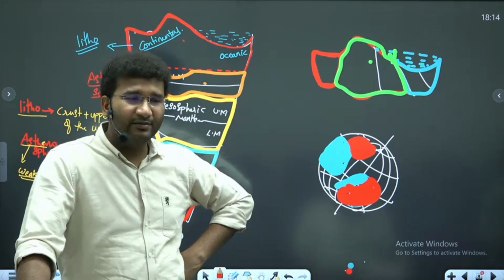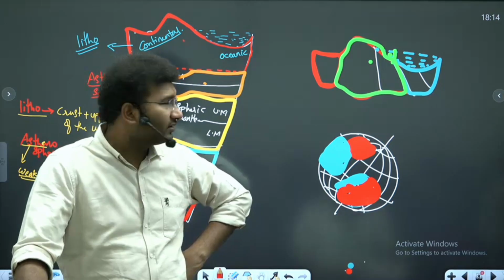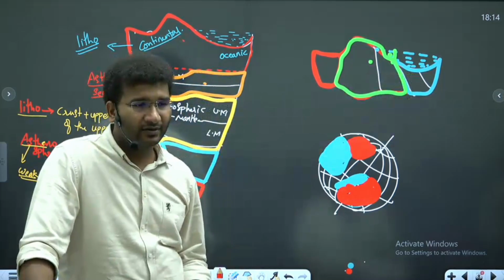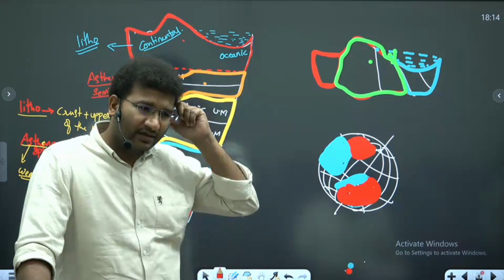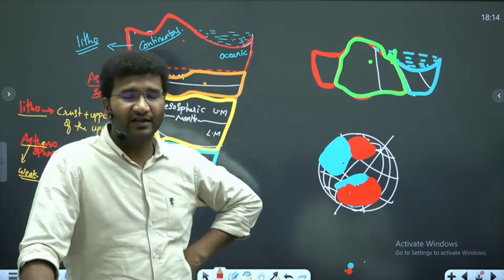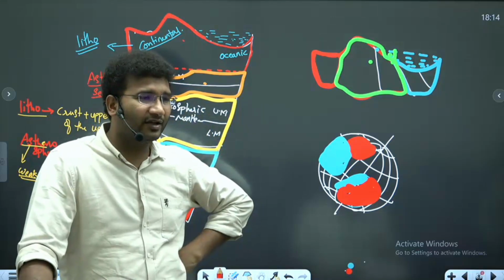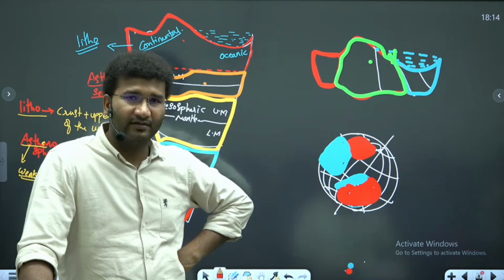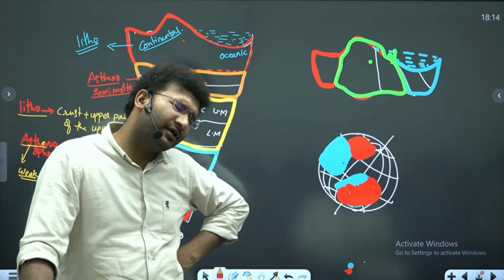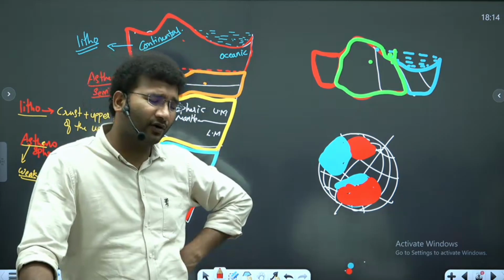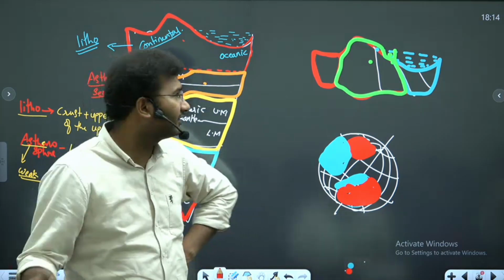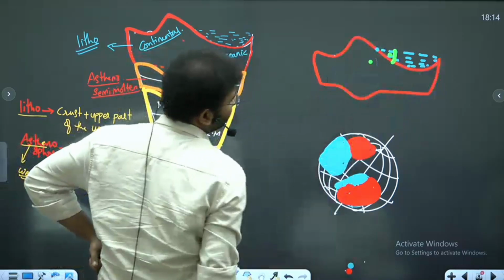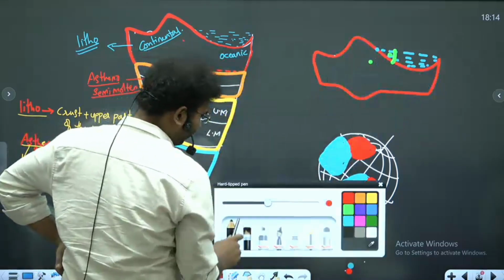Now these plates can be of two different types. One can be an oceanic plate. Other can be a continental plate. Right? It can also be a mix. There can be a mix of continental plate and oceanic plate. That means there can be a mixture like this as well. See here, a plate can be formed like this.